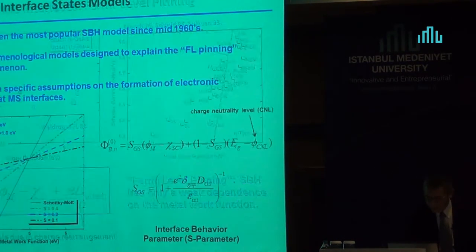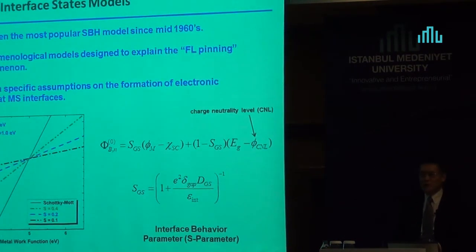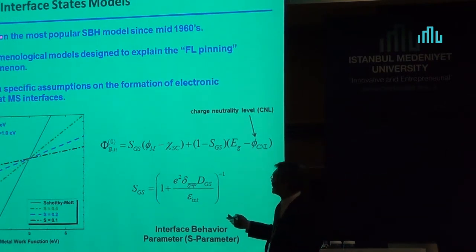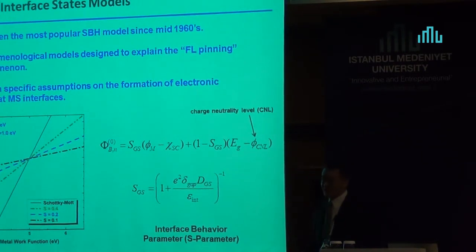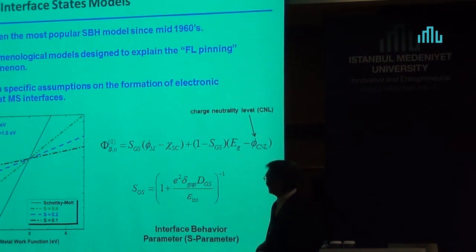Now, how do people understand the formation of the interface dipole? For a very long time, the formation of the interface dipole has been modeled by interface state models. These models have been the most popular Schottky barrier height models ever since the mid-60s. Now these are phenomenological models, especially designed to explain the Fermi level pinning phenomenon.